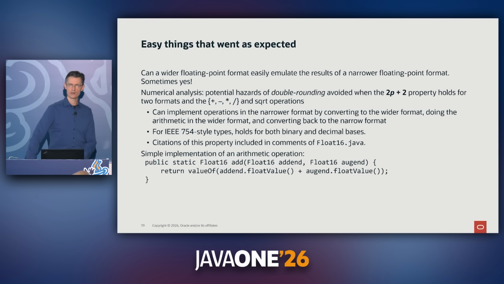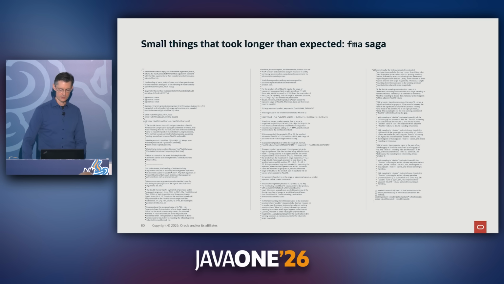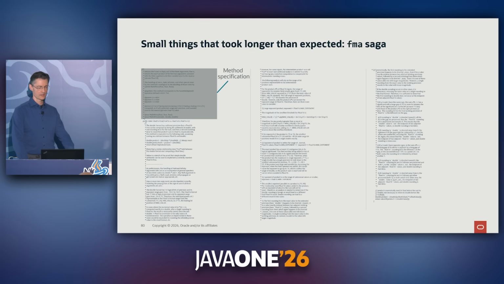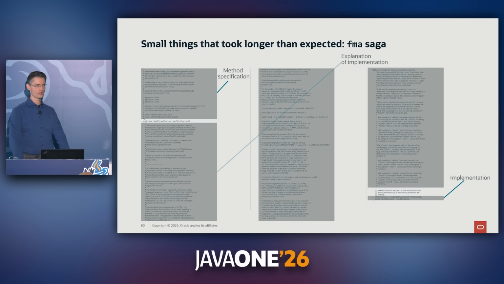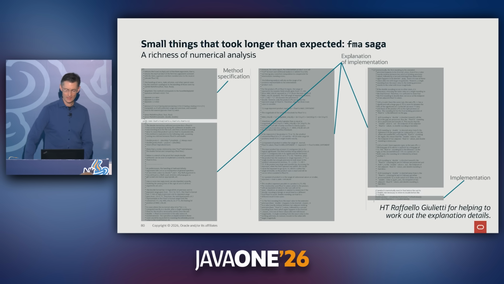So 2p plus 2 is great when you can use it, but there are times you can't use it. One of the times you can't use it is with the fused multiply add operation. That's a times b plus c with only a single rounding error. So this is the code from Float16 that implements FMA. This is the spec, not too bad. And the implementation's only 2 lines. So the rest of this is comments explaining why those 2 lines are actually correct. Sometimes that's how your numerical code works. You get a couple pounds of comments for an ounce of code.